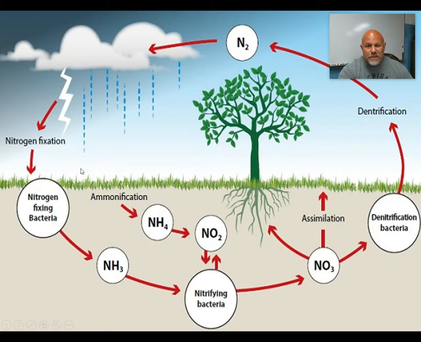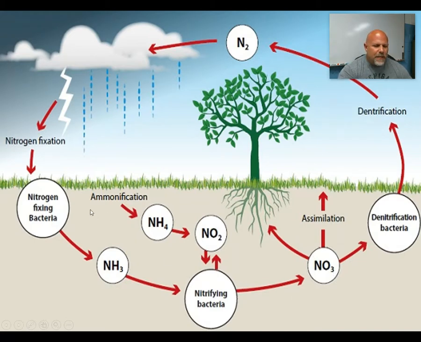Most of the nitrogen that gets into the soil is caused by nitrogen-fixing bacteria. These are bacteria that live in nodules connected to the roots of plants, and they take up nitrogen and fix it into NH3. That gets changed by nitrifying bacteria into NO2, which is a form that plants can use.